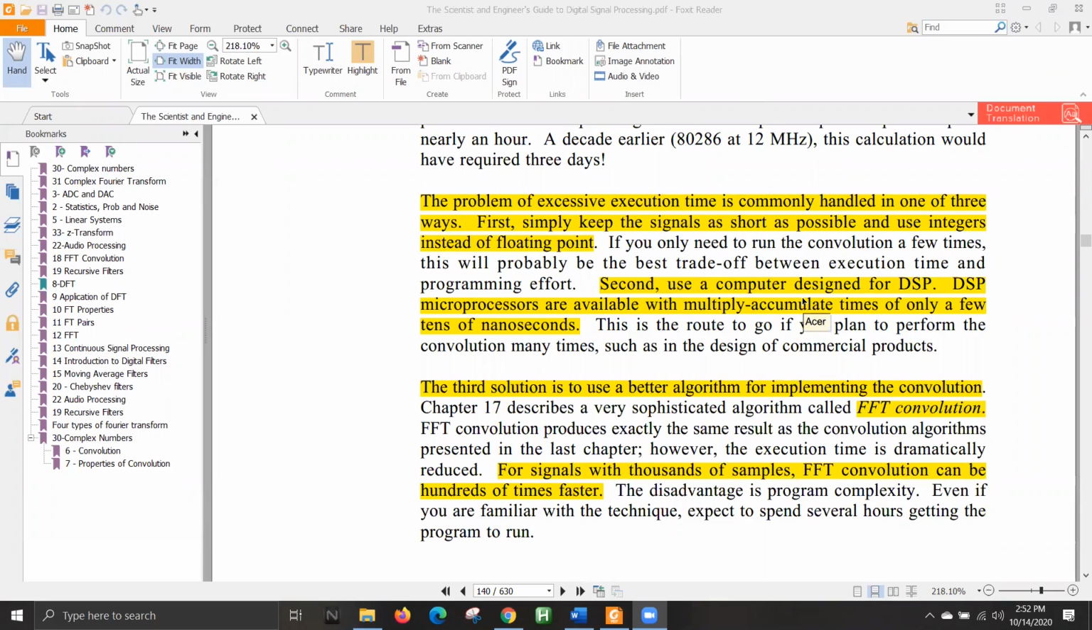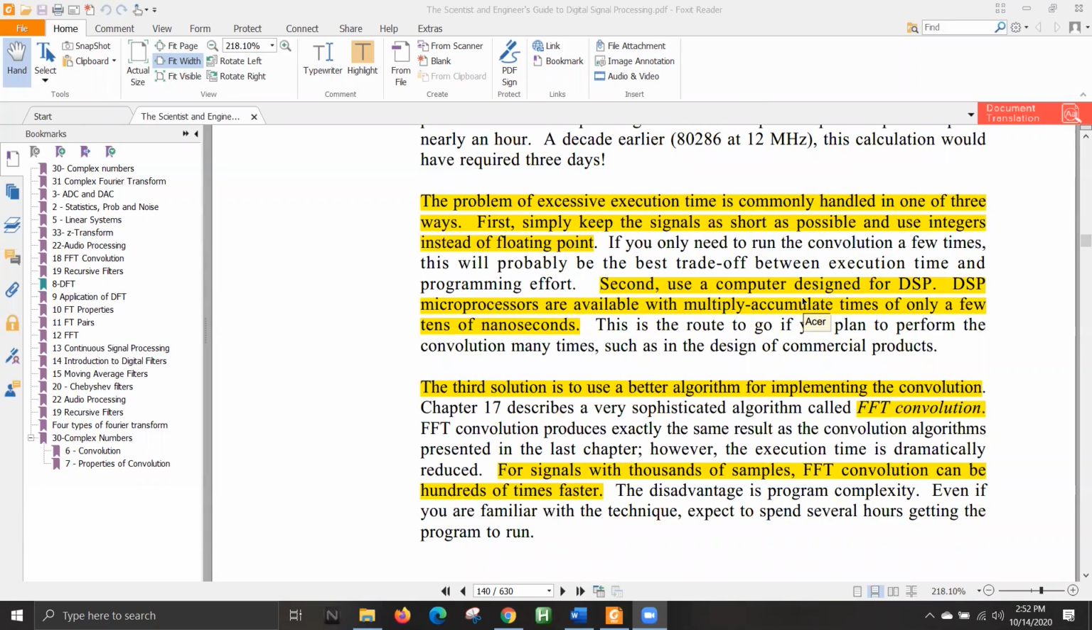The second method is to use a computer or a processing unit that is specifically designed for DSP, similar to what we discussed for computer graphics. If you remember, in computer graphics, we said that for these kinds of operations, we usually use specially built GPUs. That is why NVIDIA and AMD have specially built GPUs that can handle graphics things well. That is why we have graphics cards.